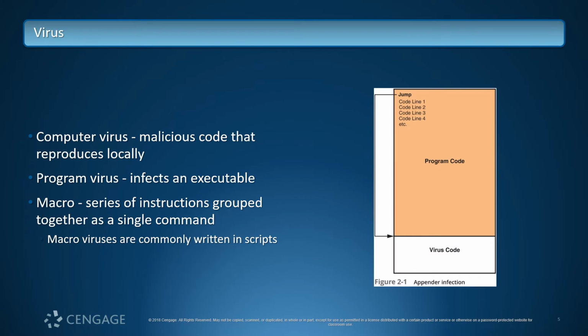A virus is malicious code that reproduces locally, which means that it's not going to worry about network-based stuff unless, of course, there is a user action that allows this. It relies on user action for propagation. A program virus tends to infect executables, and that is what we are most used to seeing. Macro viruses can affect documents as opposed to an executable. These are a series of instructions grouped together as a single command. Macro viruses are commonly written in scripts.